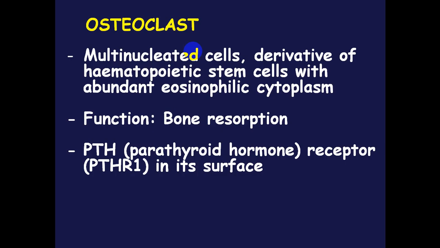Okay, next, if you read in some literatures, osteoclasts do not have any receptor for PTH or parathyroid hormone. However, recent literatures showed that osteoclasts also have parathyroid hormone receptors on their surface.